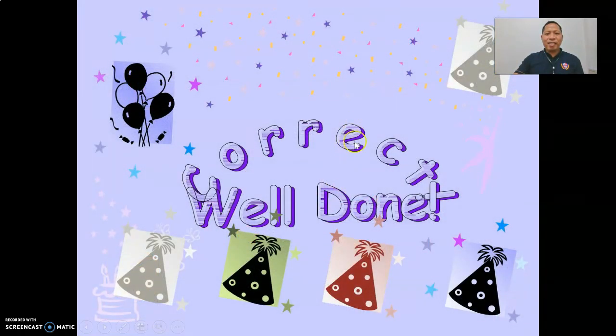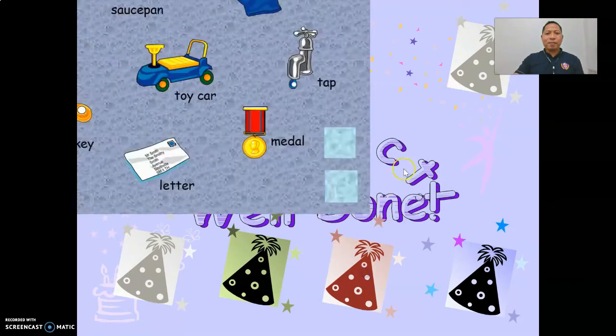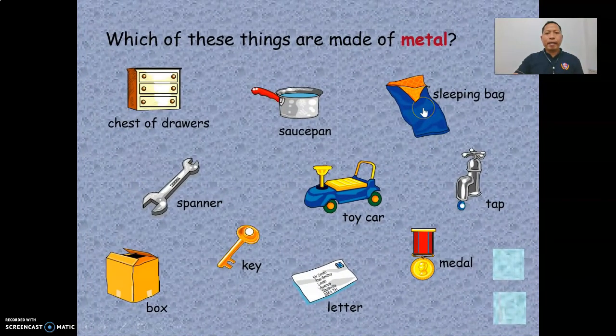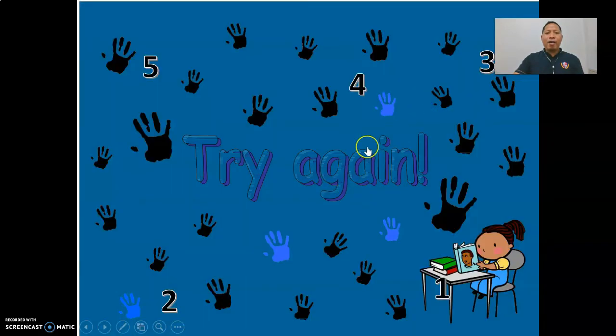Okay, well done. Next. Sleeping bag. Is it metal? Yes or no? 3, 2, 1. No. Very good.